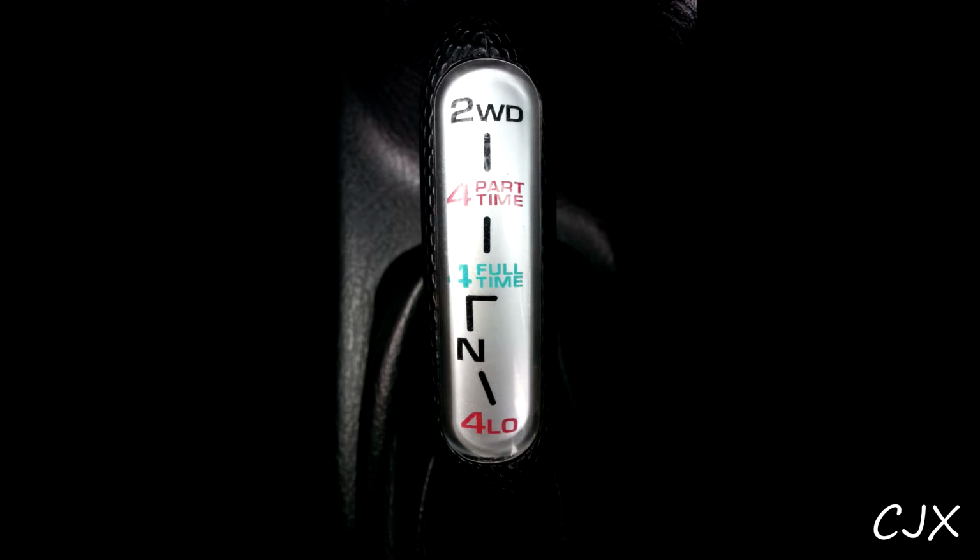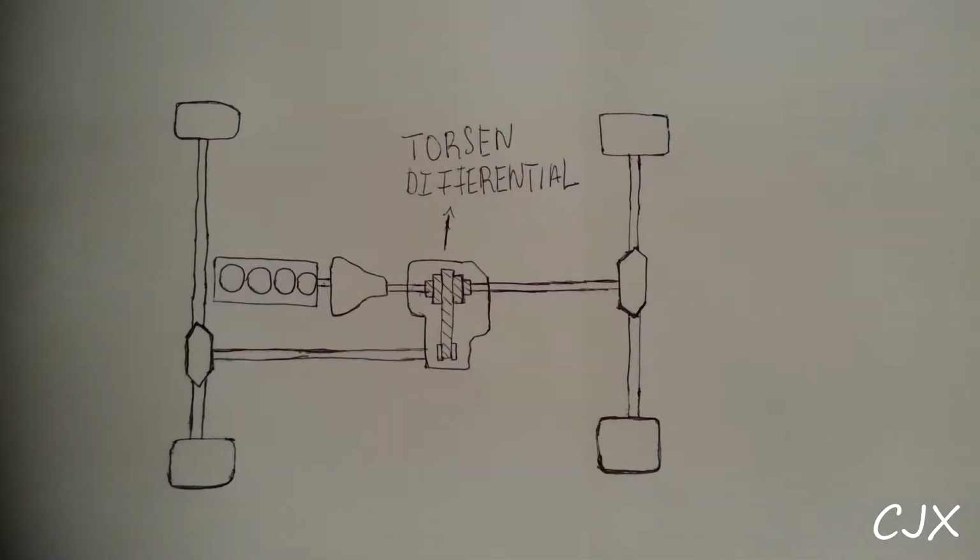Here you can see that the car can go from two-wheel drive, spinning the back wheels, or four part-time, which will get you 50% to the front, 50% to the back, all the wheels spinning at the same speed, or four full-time, which allows you to spin the wheels at different speeds but having 50% to the front, 50% to the back. Now moving on to the last system, which is the all-wheel drive system.